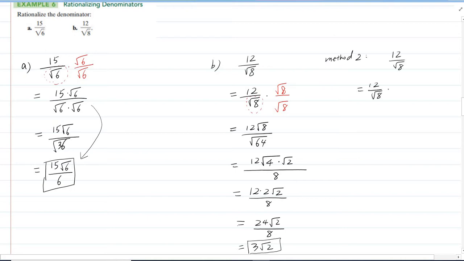Okay, instead of multiplying the square root of 8 over square root of 8, multiply the square root of 2 over square root of 2. Let me just explain why they did this. Because square root of 8 multiplied by square root of 2 gives you square root of 16, and we know square root of 16 is actually 4. So then you get 3 square root of 2. Basically you get the same answer. Again, you can use either method, whichever you are comfortable with.